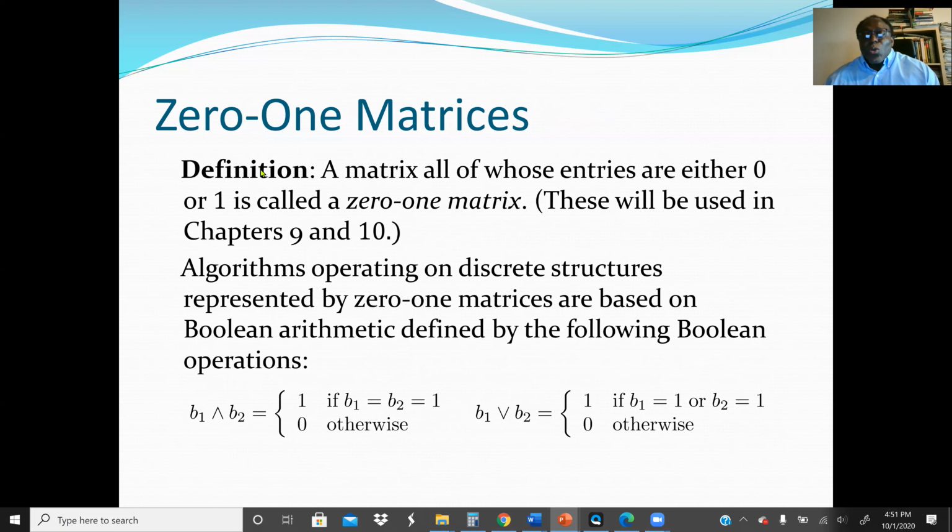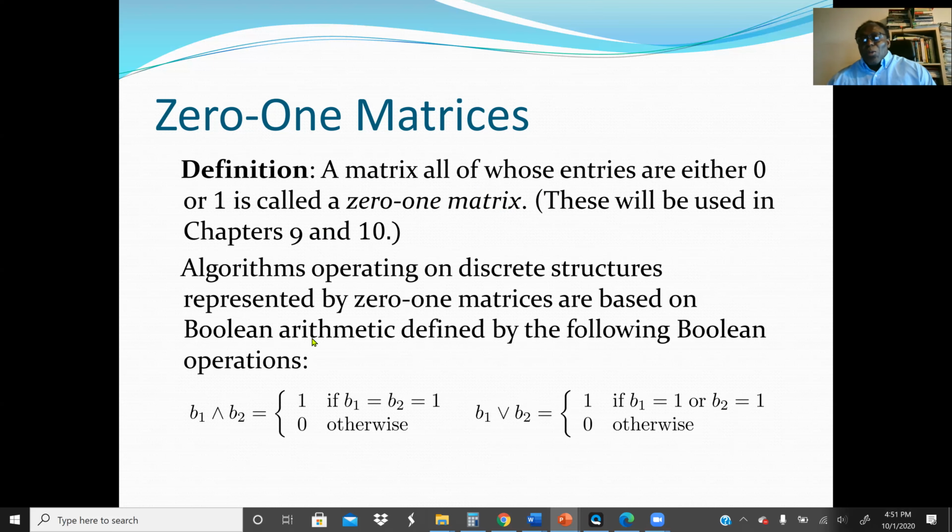Also, we have the 0, 1 matrix. A 0, 1 matrix means a matrix with binary numbers, a matrix all of whose entries are either 0 or 1. It's called a 0, 1 matrix. This will be used a lot in chapters 9 and 10 of our course textbook.